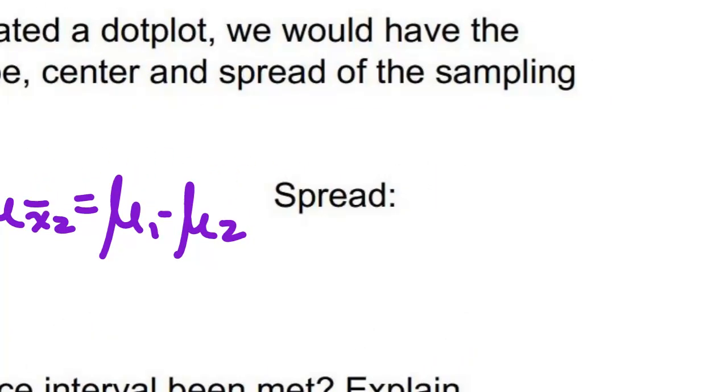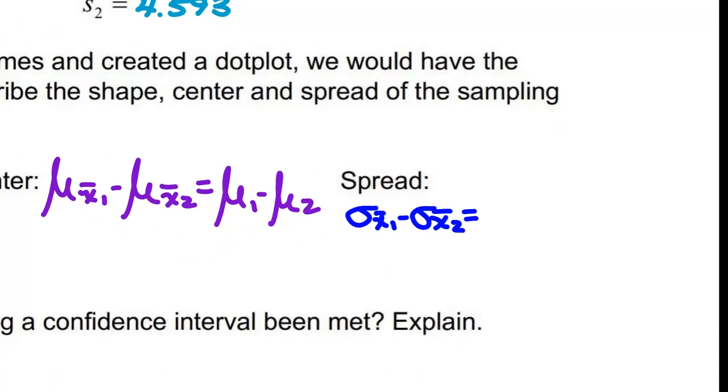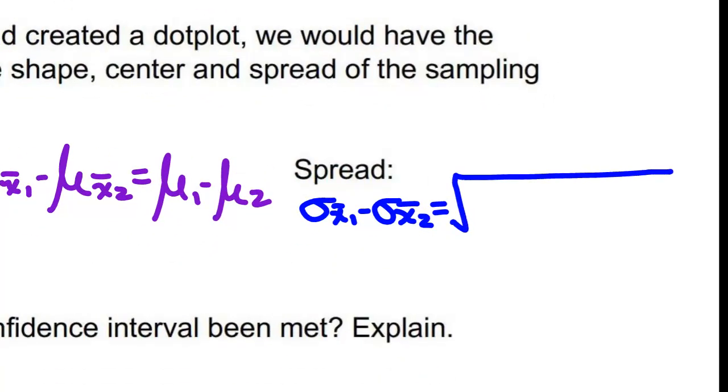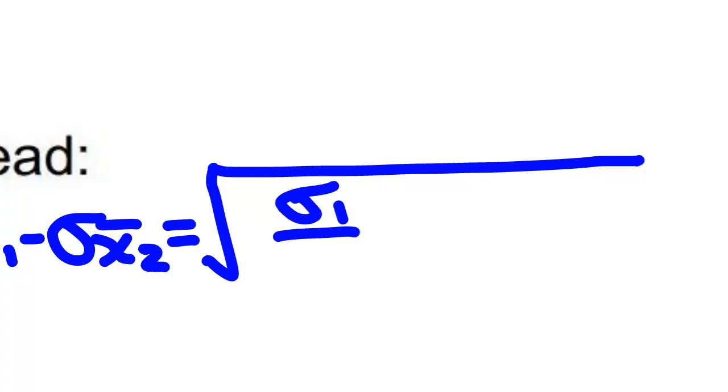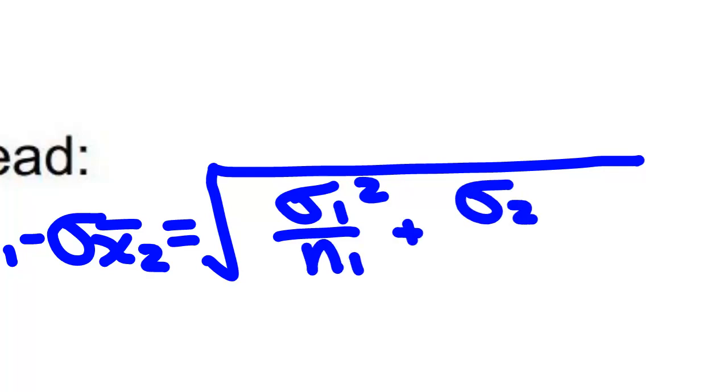How would we find the spread? How would we find the standard deviation? Because we just found our standard deviations for these two. That's what the S1 and the S2 is. So technically speaking, we should do sigma of x bar 1 minus x bar 2. That would be the square root of sigma 1 squared over n1 plus sigma 2 squared over n2, but we don't know sigma.